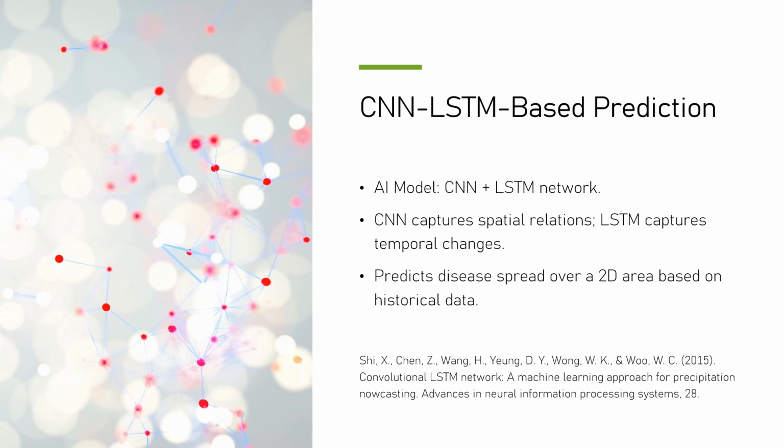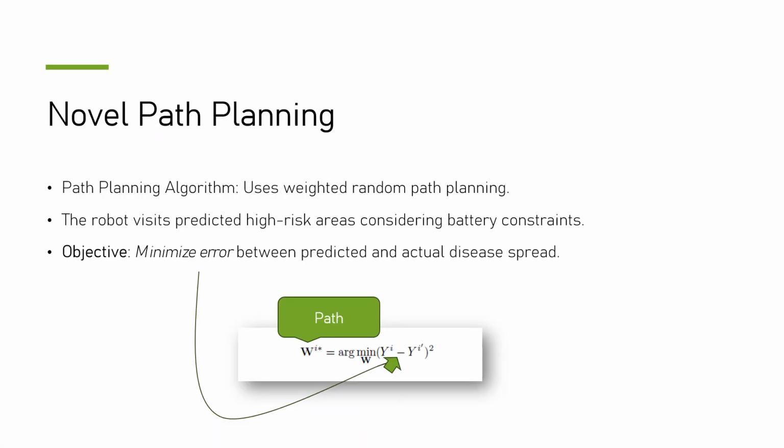Although their paper used this network for precipitation nowcasting from cloud spread, we adopt this for predicting disease spread over a 2D area based on the historical disease spread information.